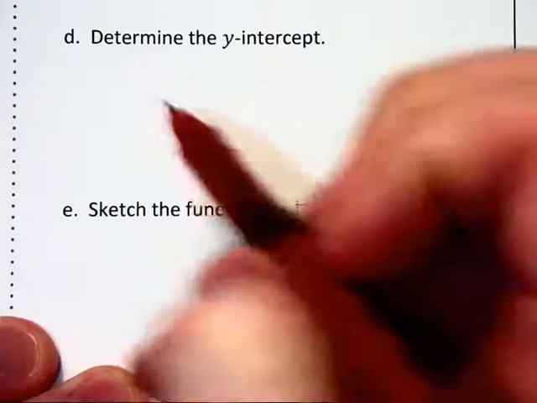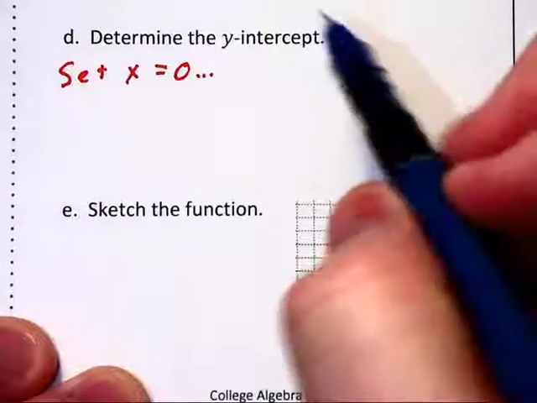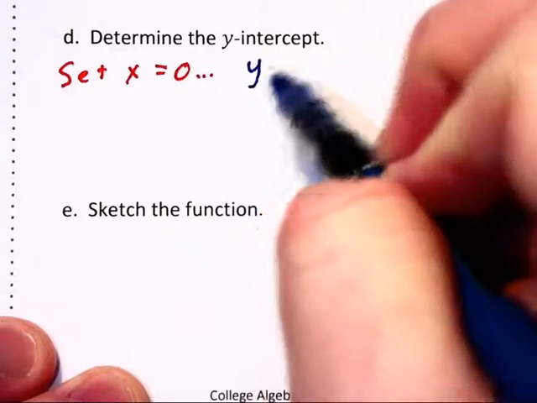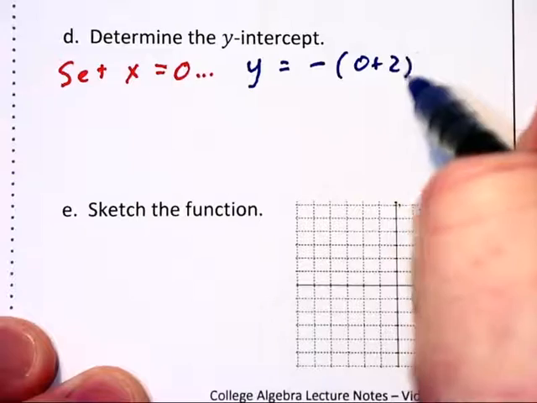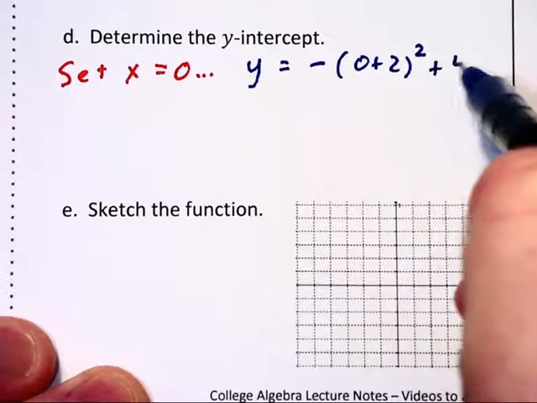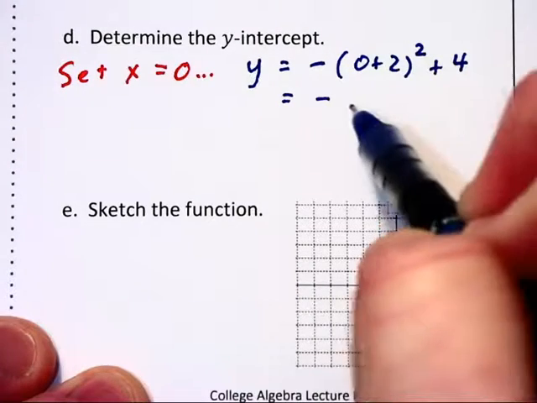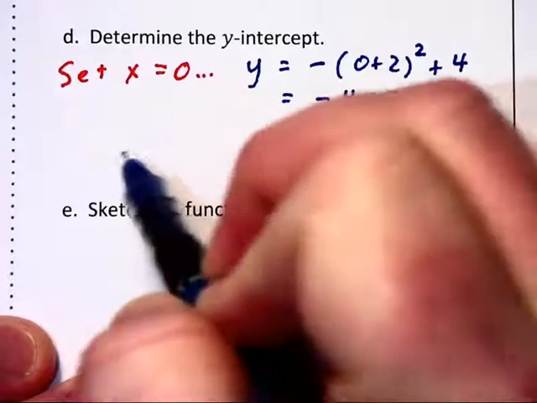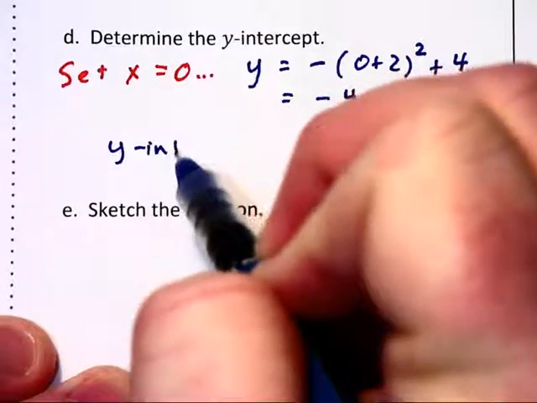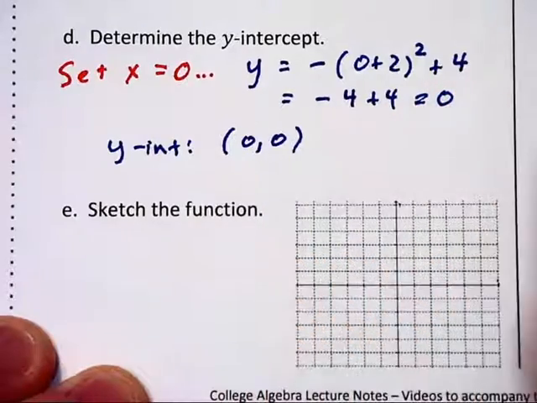To determine the y-intercepts, we will set x equal to 0. Now we will do this from the original equation. We will have y equals negative quantity 0 plus 2 squared plus 4. This will become negative 2 squared is 4, so we have negative 4 plus 4, which is 0, and that tells us that our y-intercept is at the origin, (0, 0).